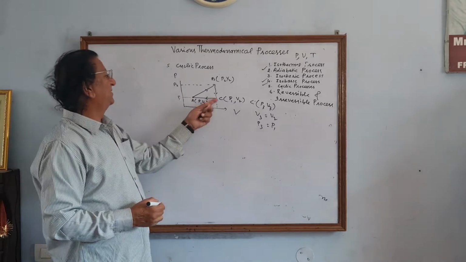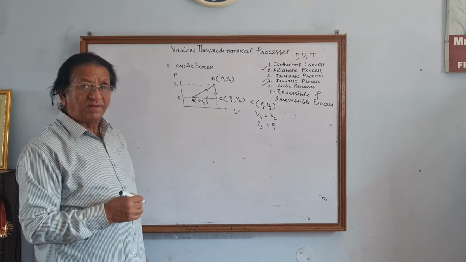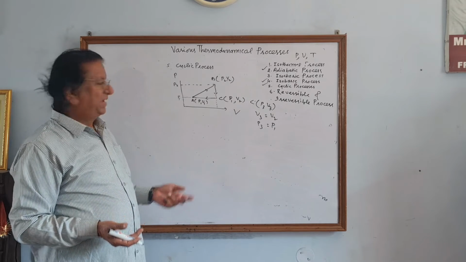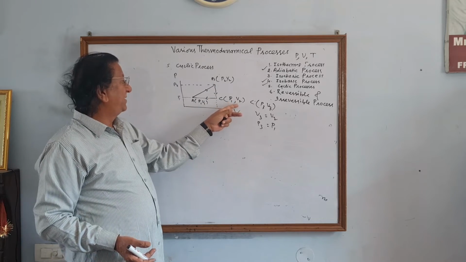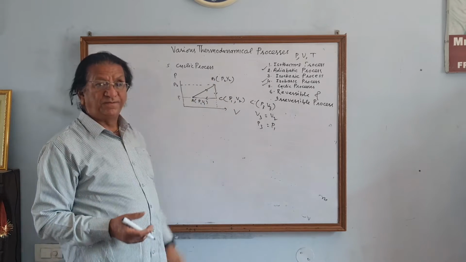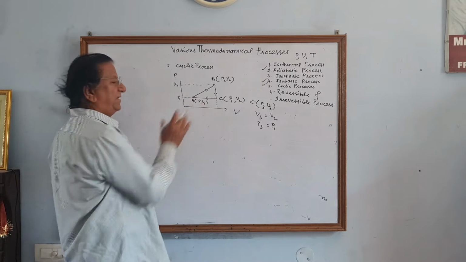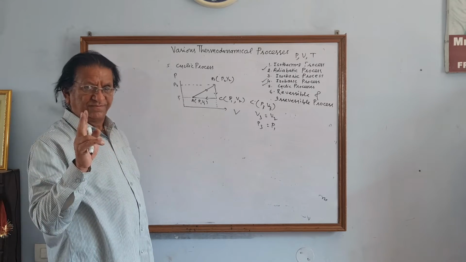This is possible if this graph is parallel to the volume axis. If it is not parallel, then P3 will not be equal to P1. And if this is not vertical, then V3 will not be equal to V2. Get my point? So this is a cyclic process. It has completed in 3 steps.